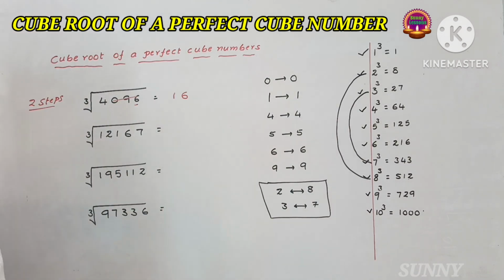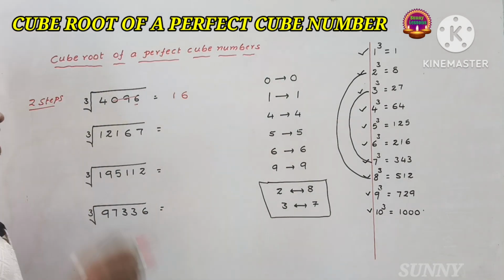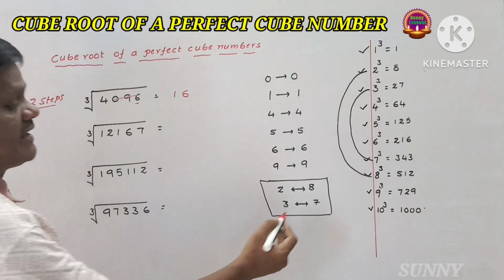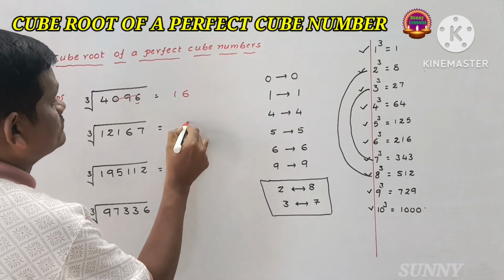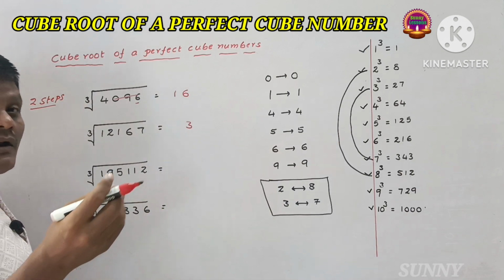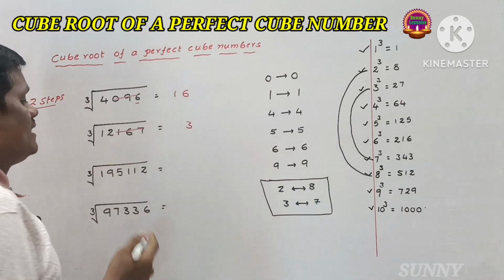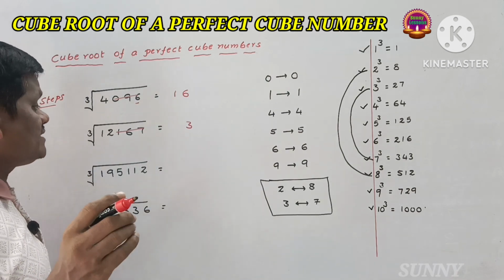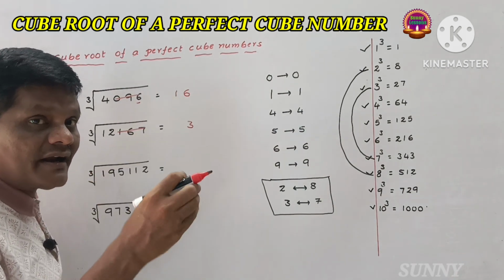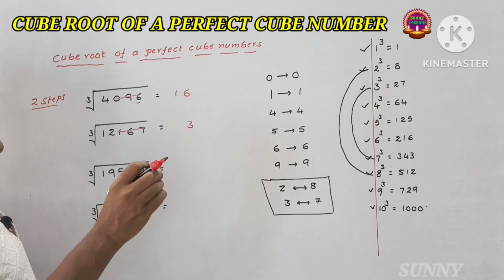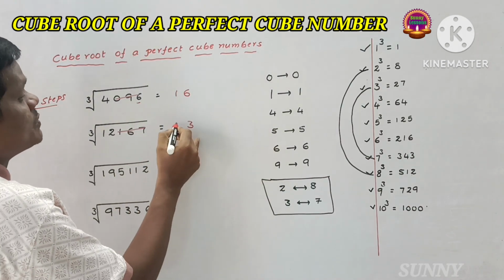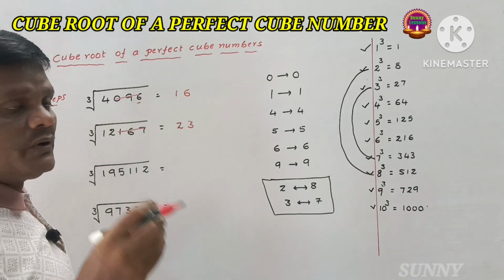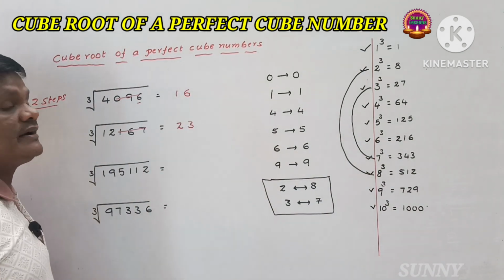Like that, cube root of 12167. The perfect cube number ends with 7, so the answer ends with 3. Strike out the last 3 digits. The remaining number is 12. We have to check the nearest perfect cube of a number and less than 12. That is 8, means 2 cube. So cube root of 12167 is equal to 23.